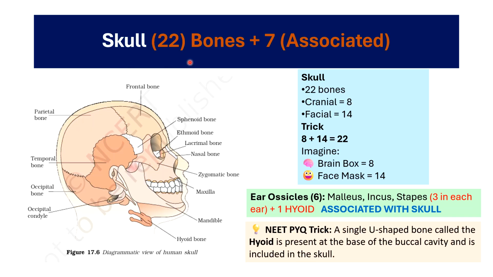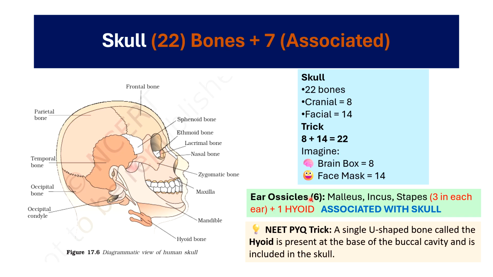The human skull is made up of a total of 29 bones. 22 of them are present in the cranial and the face region. There are 8 cranial bones, that are the bones that protect the brain region, and 14 bones present in the facial region. So 8 plus 14, 22 main bones. And there are 7 associated.